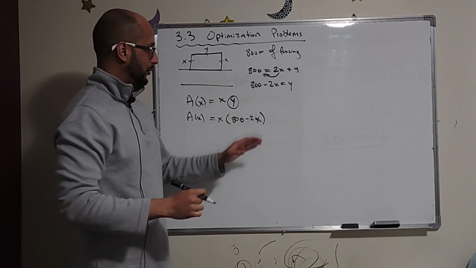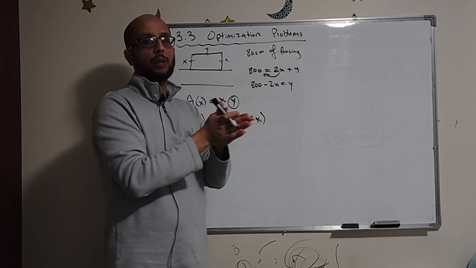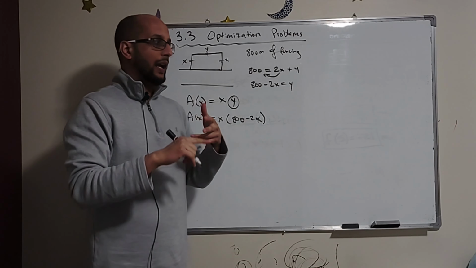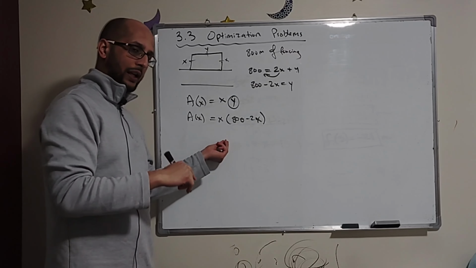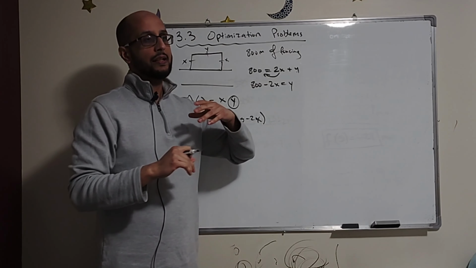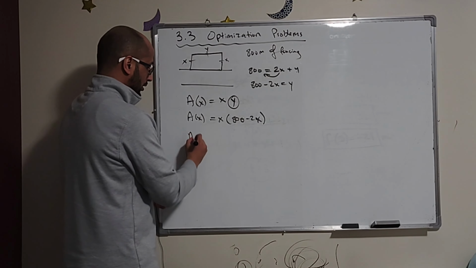Next part now, we have our equation, we need to optimize. Your process for optimization is exactly what we finished doing in 3.2. Find the derivative, set it equal to 0, and solve for x. Once you have the x values, you're going to compare them to the extreme values and see which one gives you the highest y value, the highest area. So let's do that here.